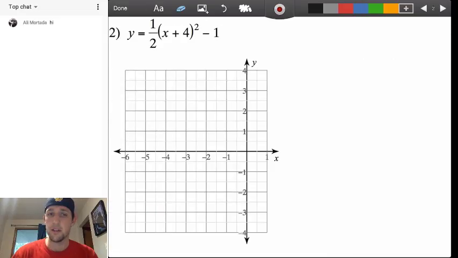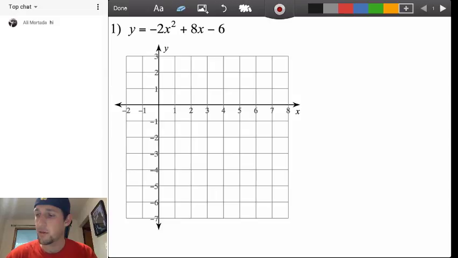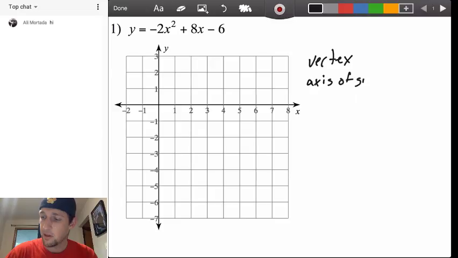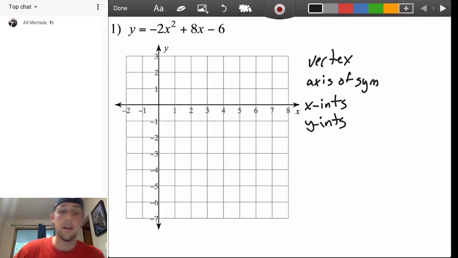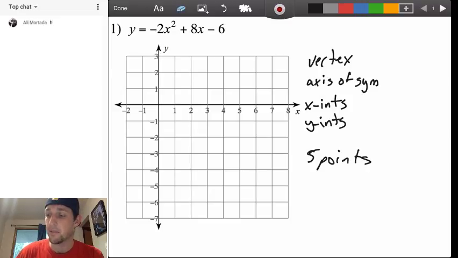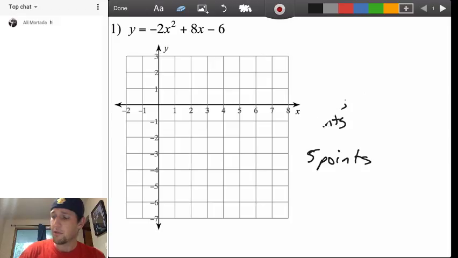In all of these, we will be trying to find our major pieces of the parabola, which are the vertex, the axis of symmetry, which goes along with the vertex, the x-intercepts, the y-intercepts, and we'll talk about any additional points we have to find. You should typically always have 5 points: the vertex and 2 on each side. So without further ado, we'll get into the first one.